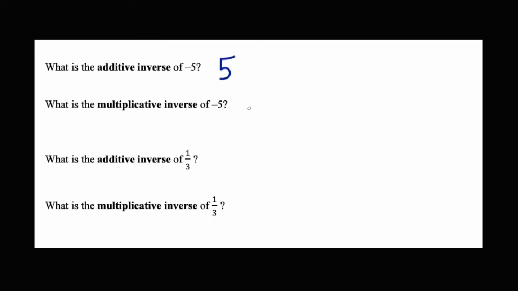The multiplicative inverse of -5 is going to be something that we multiply by -5 to get 1. So if you remember, our other word for the multiplicative inverse was the reciprocal. So the reciprocal of -5 is -1/5. The additive inverse of 1/3 is the opposite of 1/3, so that's going to be -1/3. And the multiplicative inverse will be the reciprocal, and that's going to be 3/1, or just 3.